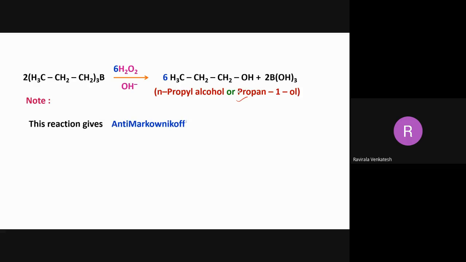Here, a very important thing: if I observe what happened, you are getting the anti-Markovnikov product. In the previous case, what type of product did you get? Markovnikov product. Now you are getting what? Anti-Markovnikov product. So I am writing some equations here.